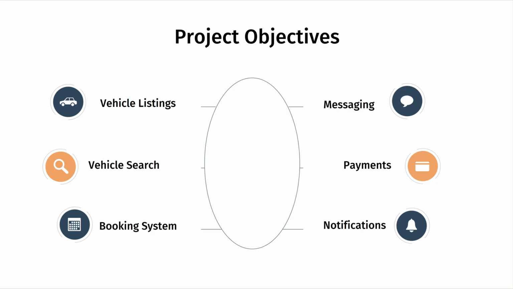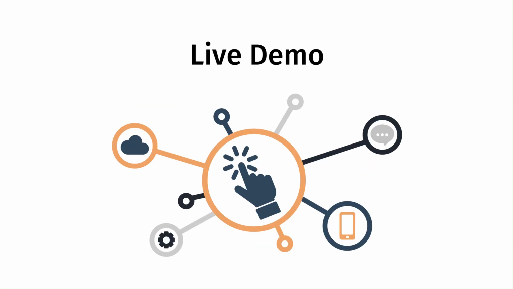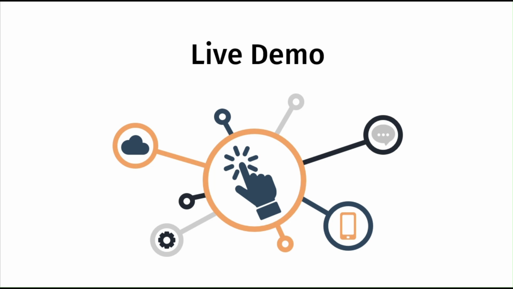So the goal of the project was to create a complete car sharing platform. Owners can list vehicles and manage pricing, while renters can search, book, watch vehicles, communicate with owners, and make simulated payments. The system also provides notifications and password recovery. Let's get started with the demonstration.